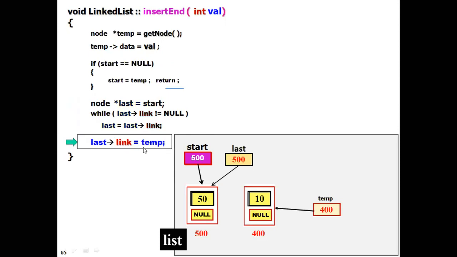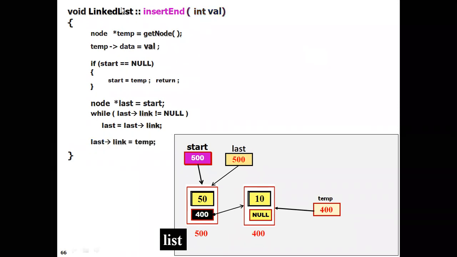Then it comes to this line: last arrow link equal to temp. What is last arrow link? This is last, this is the arrow, this is link. Last is pointing to this node, which means the link part of this node is accessed, and this link will be the value of temp. What is temp? Temp is 400, so the temp value is copied to this link part. Once 400 comes here, this node is pointing to the next node, that is the newly created node. Is it clear? Then you will come out of the function.